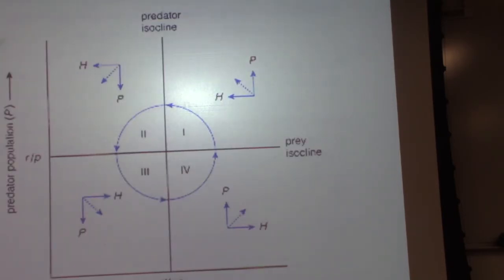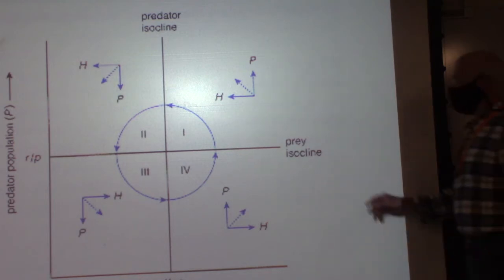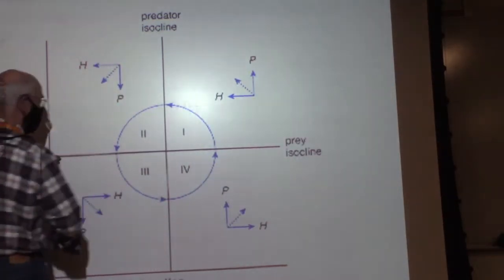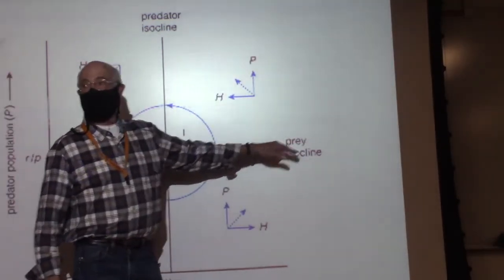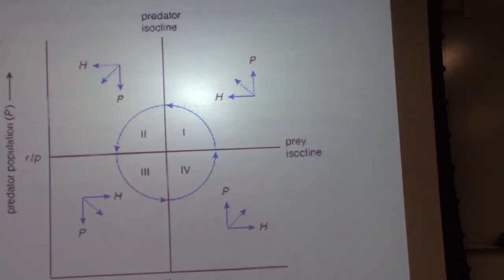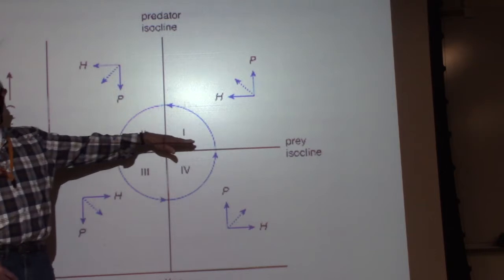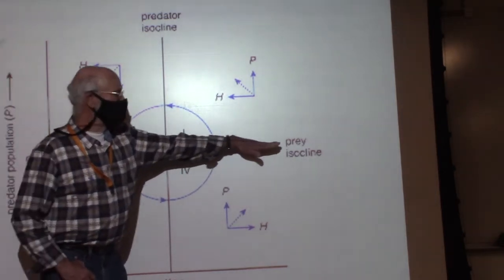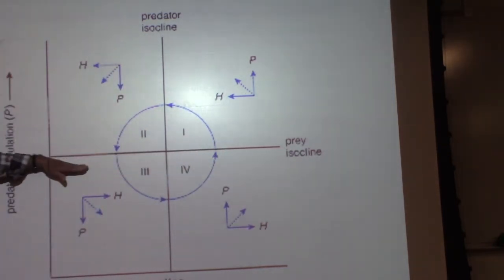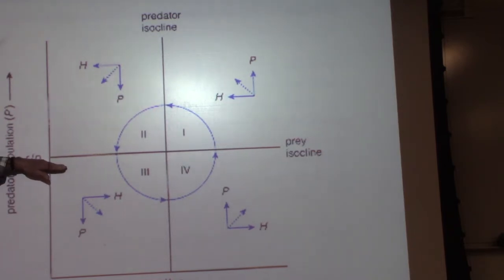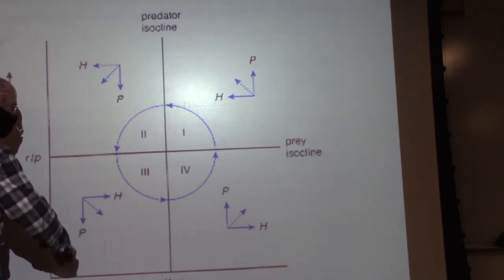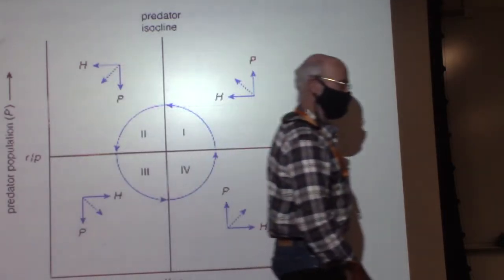So let's go now. We did this stable limit cycle right here. Here is the prey isocline. That prey isocline under a type 3 functional response is no longer going to be linear. This prey isocline assumes that we have a type 1 functional response. If instead we have a type 3 functional response, that prey isocline is going to be a curve.